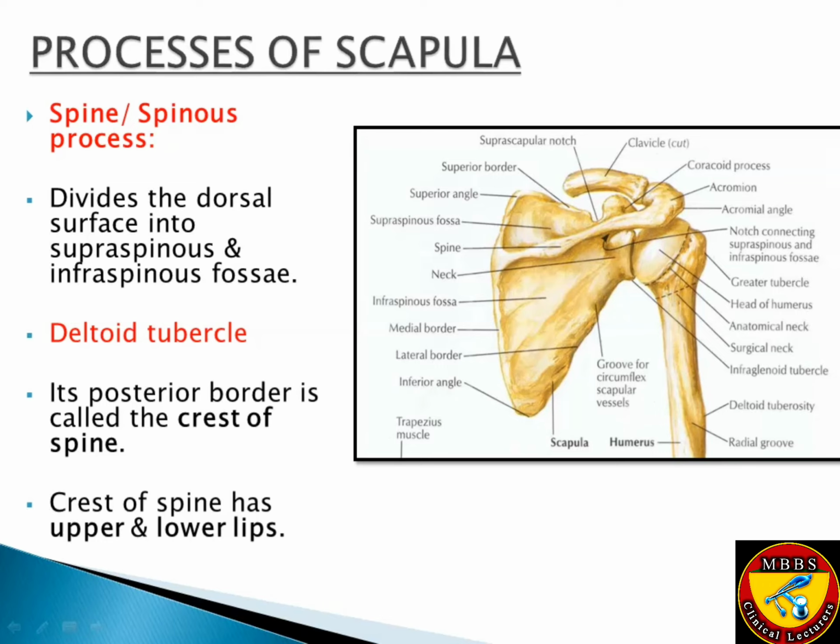The posterior border of the spinous process is thick and is called as crest of spine. The crest of spine has an upper lip, upper margin, and a lower lip called as lower margin. Different muscles are attached on these lips.